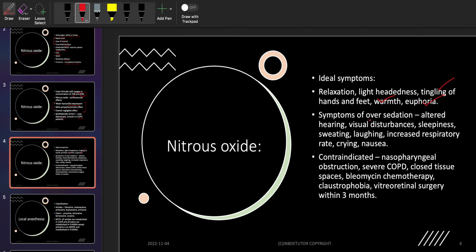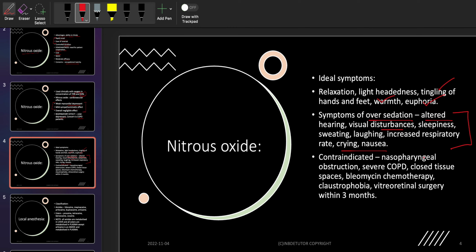Now, symptoms of oversedation, if you give more than the required nitrous oxide, right, means there is no oxygen left in the body, or you are giving it at a concentration of 80-90%, the patient will have altered hearing, visual disturbances, sleepiness, sweating, laughing, increased respiratory rate, crying, and nausea. Please, it is a very important point. Questions do come on what are the symptoms of oversedation for nitrous oxide.